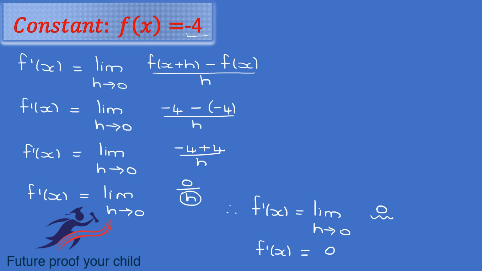And if you think about it, the gradient of a horizontal straight line, which is the negative 4, so if you think of a Cartesian plane, there's your x and your y axis, and I say f of x is negative 4, that means a straight line that passes through negative 4. And I'll ask you to work out the gradient of that. We all know that the gradient of a horizontal straight line is 0.